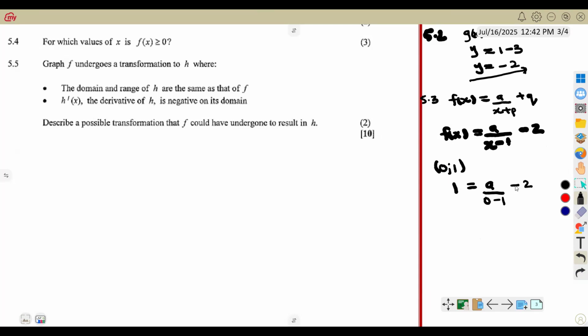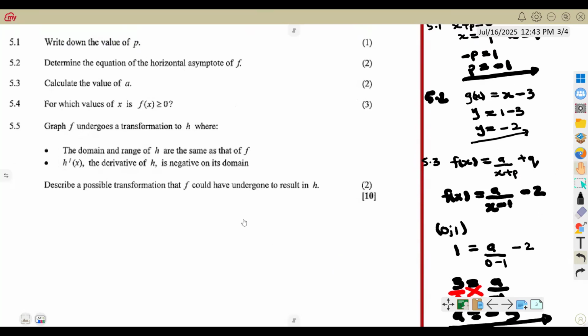minus 2. We transpose the 2 to the other side. It's going to be 3 being equal to A divided by minus 1. But if we check, this simply means 3 is over 1. So when we do cross multiplication, 1 times A, we get A being equal to 3 times negative 1, which gives us negative 3. So this is our value of A. Then we go to the next question.